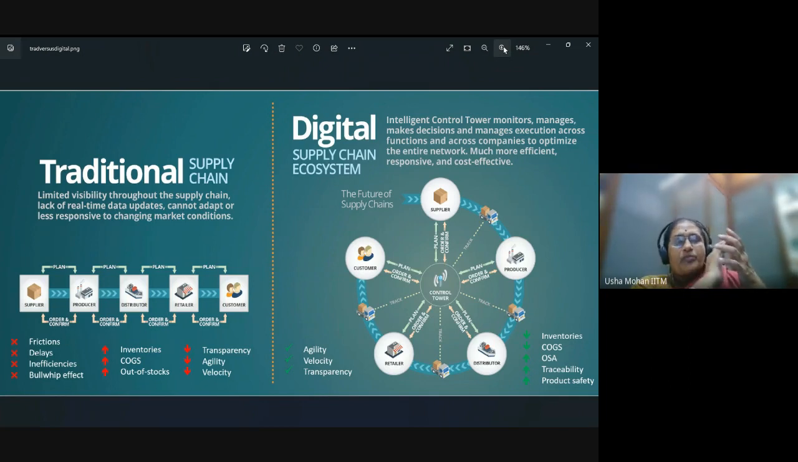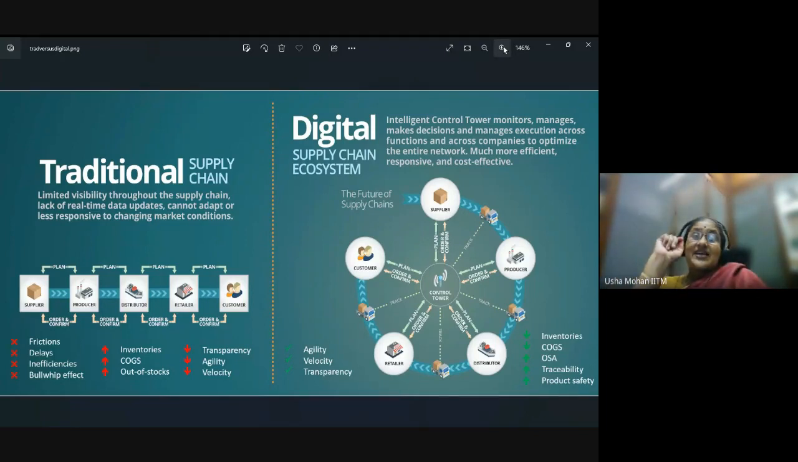What are the problems with the supply chain? There are a lot of inefficiencies in the supply chain. There is limited visibility throughout the supply chain. There is a lack of real-time data. It is not responsive to changing market conditions, and there are inherent delays in the supply chain.